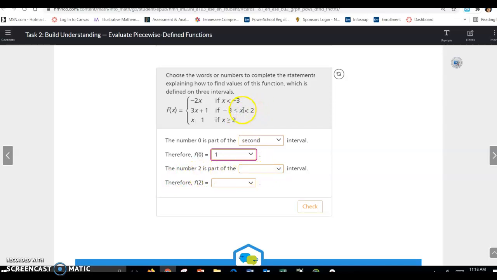2 is not included in the middle one. And this one says x greater than or equal to 2. So 2 will go for the third interval. And if we plug in 2, we simply plug 2 in for x. 2 minus 1 is 1.